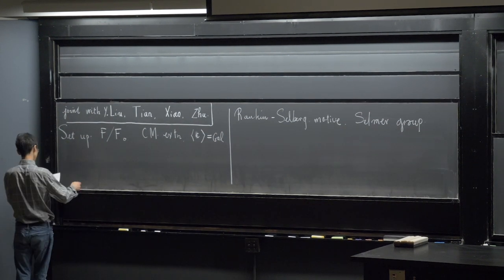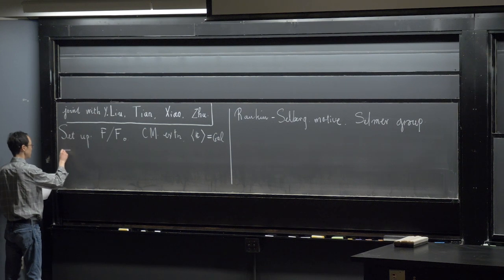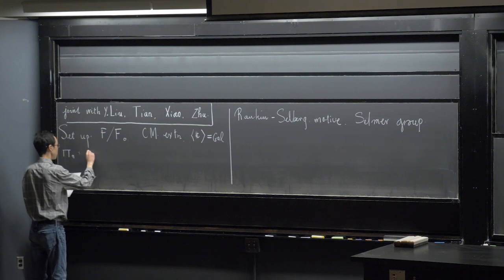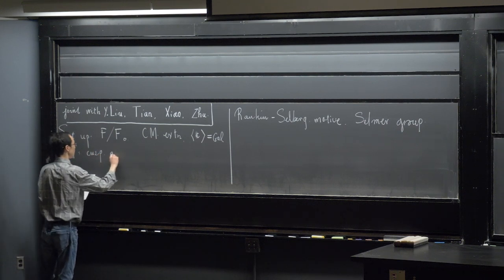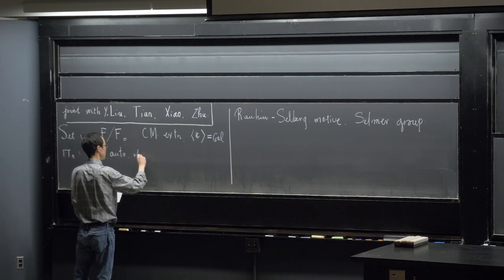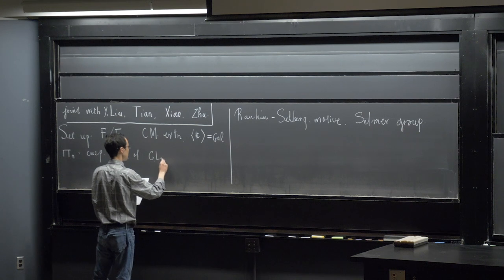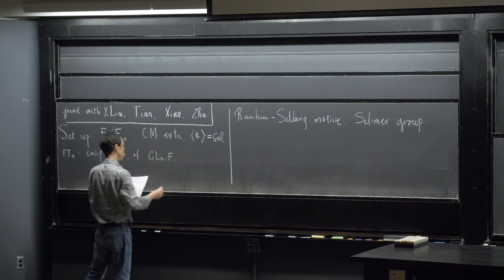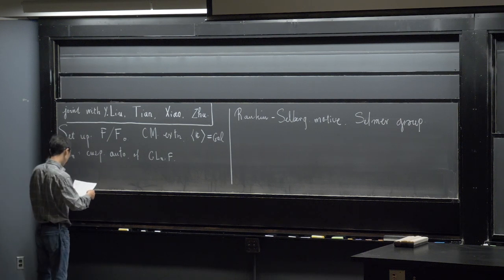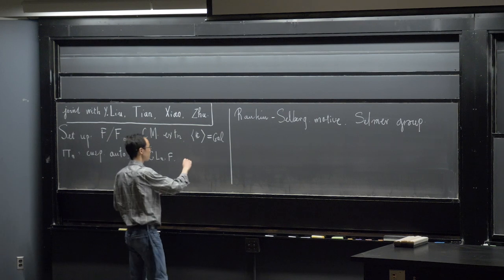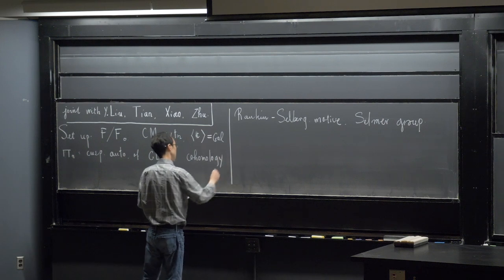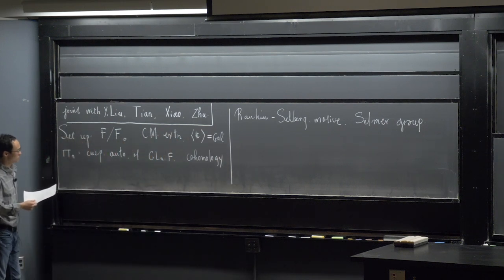And we'll consider a cuspidal automorphic representation, pi n, cuspidal automorphic, irreducible of GL n for the field F. And the same thing, we have GL n plus 1. And we assume this is cohomological for the trivial coefficient. So it shows up in the cohomology of certain Shimura variety attached to the unitary group.